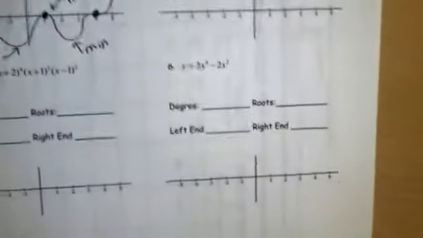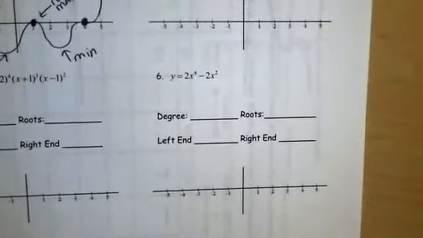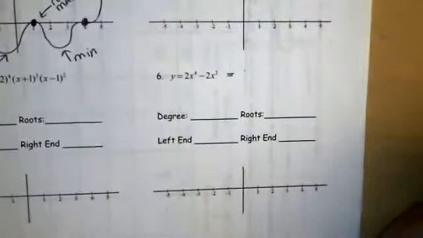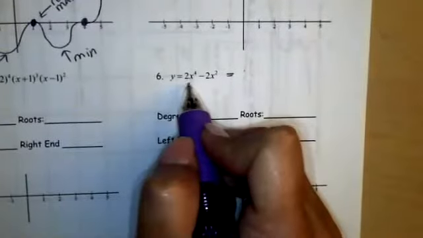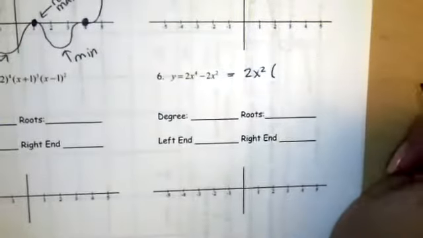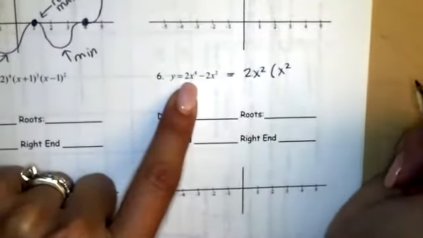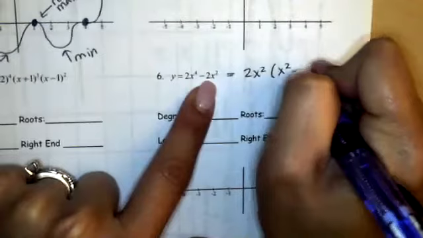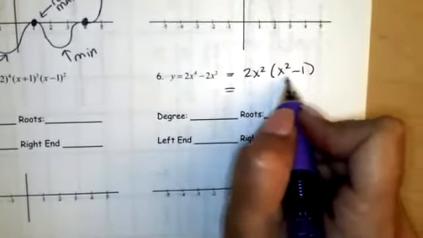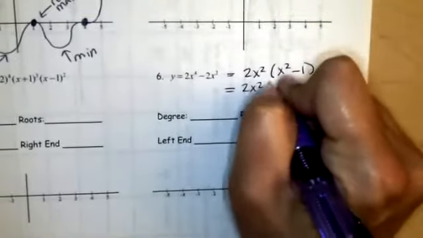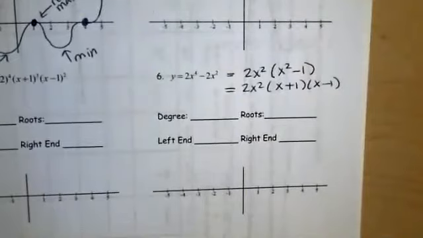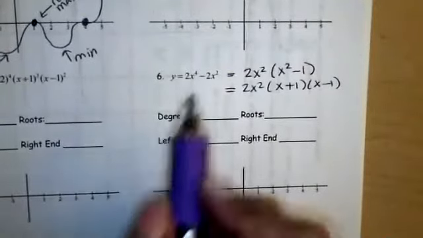We need to talk about what happens when it's not factored now. So here we have y equals 2x to the 4th minus 2x squared. You got to factor it. At this point, everyone should know how to factor. So we're looking for our greatest common factor here, which in this case is 2x squared. 2x squared times x squared would give me that 2x to the 4th, and 2x squared times minus 1 would give me this second term. Now you should recognize that as the difference of 2 squares. So that factors to be x plus 1, x minus 1.